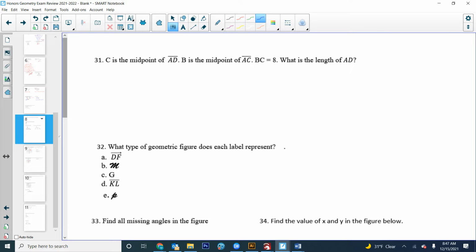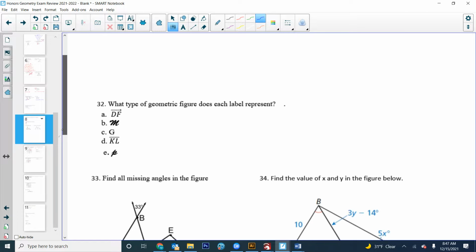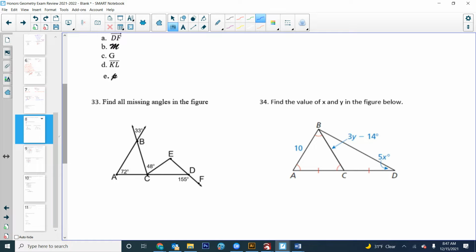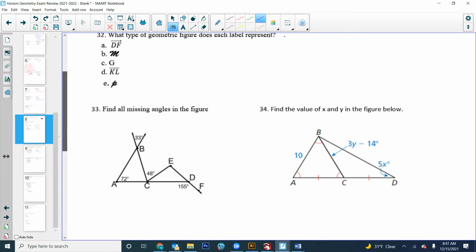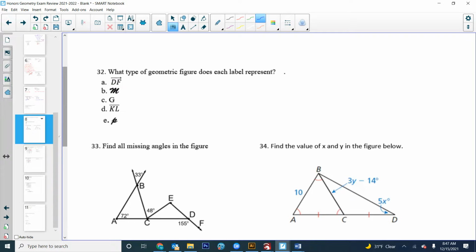Were you okay with drawing a picture for 31? Solving that one? Okay. Was 33 okay? I have a question on 32. B and E are really similar to me, so how do you tell the difference between the plane and the line? Did she put line for E? Yeah. Did she put plane for B? Yeah. Okay. So how do we remind ourselves of which one's which? Because they're both cursive.